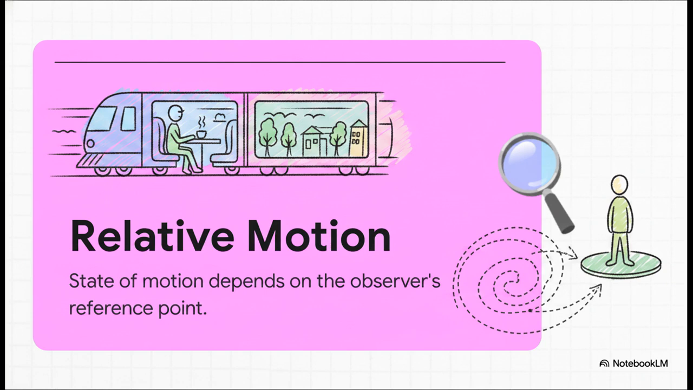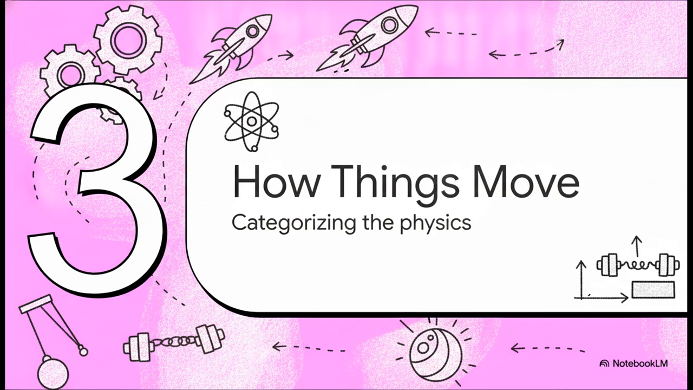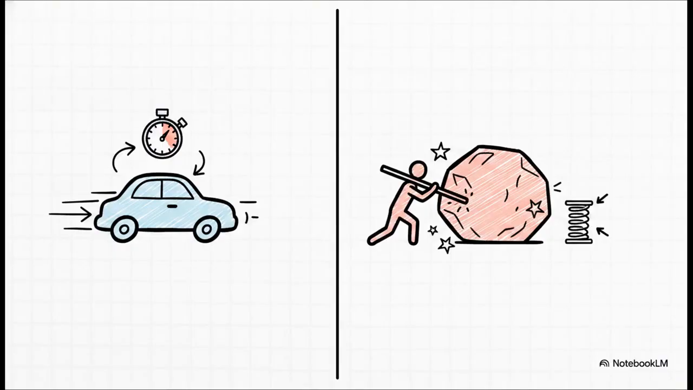This is what we call relative motion, the concept that the state of motion depends entirely on the observer's reference point. Whether you are moving or resting is totally relative to your chosen anchor. Let's move on and see how this builds. Section 3. How things move. Categorizing the physics. Physicists actually organize the study of motion neatly into two major branches.